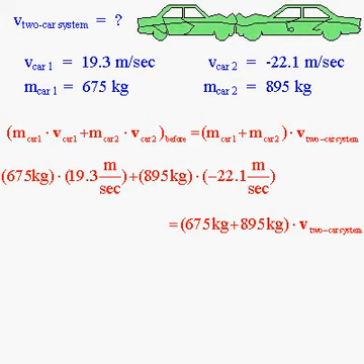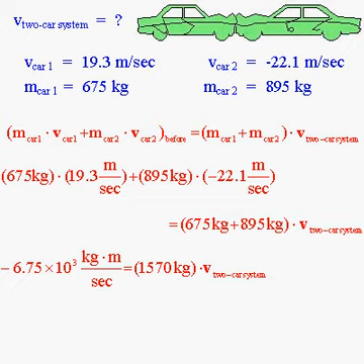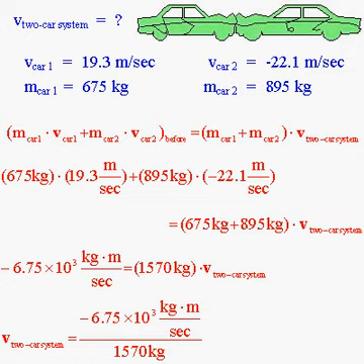When we take care of all the numbers we can take care of, this big equation reduces to negative 6.75 times 10 to the 3 kilogram meters per second, equals 1570 kilograms times the velocity of the two-car system. Dividing by 1570 kilograms to solve for the velocity of the two-car system, we see that kilograms cancel, and we find that the velocity of the two-car system is negative 4.30 meters per second. That negative, of course, tells you the direction. The two-car system is going to be moving in the same direction that car 2 was moving before the collision.